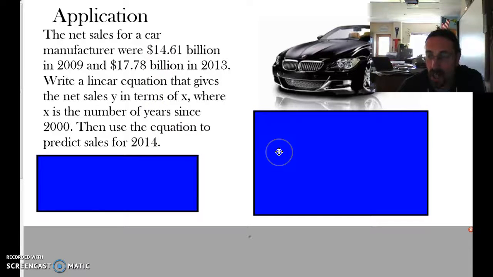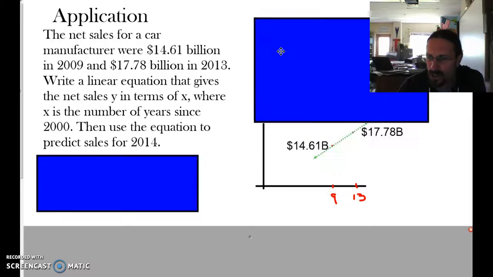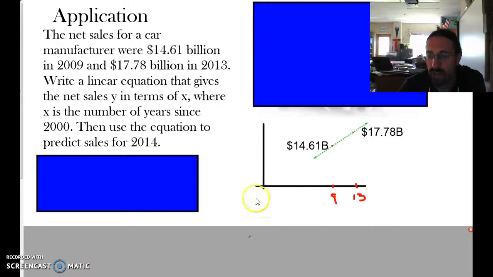So over here, I like to first of all just graph whatever I'm trying to do. So I made a little graph over here. I said, okay, since x is the number of years since 2000, well, 2009 is 9 years from 2000, and 2013 is 13 years. And then I plugged in the sales volume, so this is my y over here. I'll use blue, so this is y. Of course, that's sales, right? And this is years, x equals years.